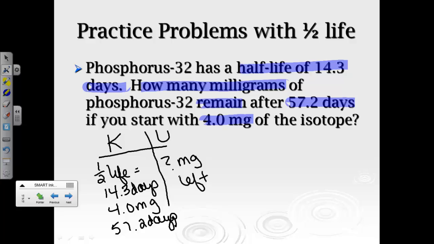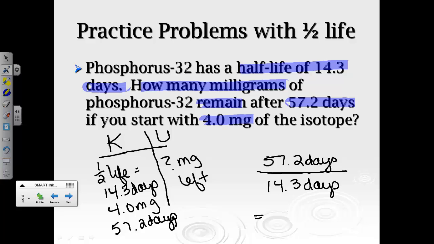So first of all, I have to figure out how many half-lives. Now, there are several different ways to do this math. I'm going to show you one way, but if you have something else that works for you and you can demonstrate how you get the answer, I'm totally fine with that. My first step is to figure out how many half-lives went past. So I'm going to take my 57.2 days, which was how much time went past, and divide it by the half-life of 14.3 days. If I take 57.2 divided by 14.3, I get 4. So that means that 4 half-lives have passed.